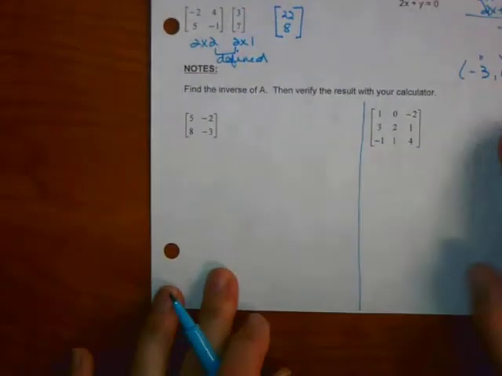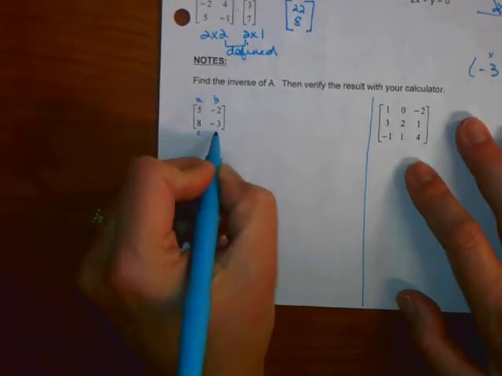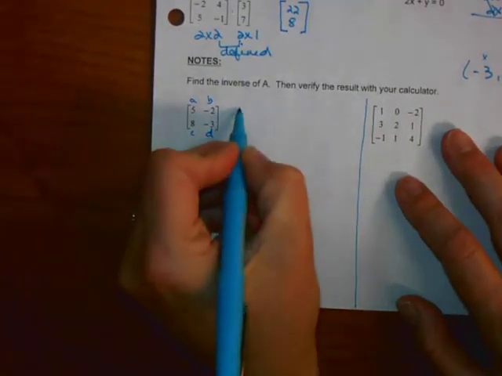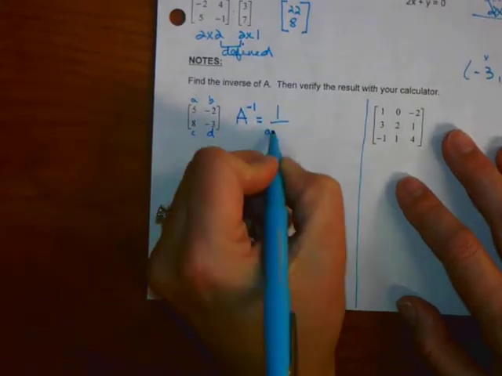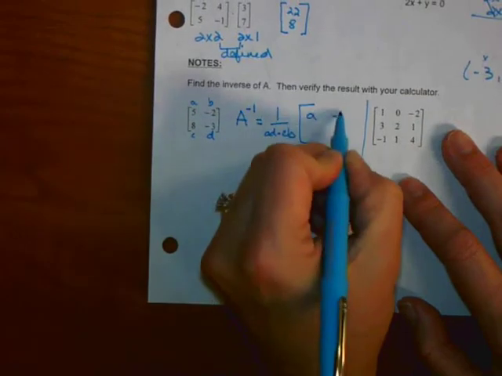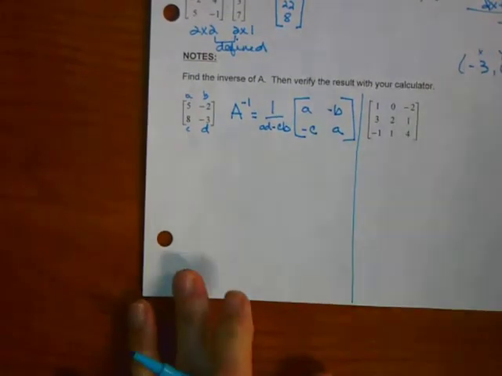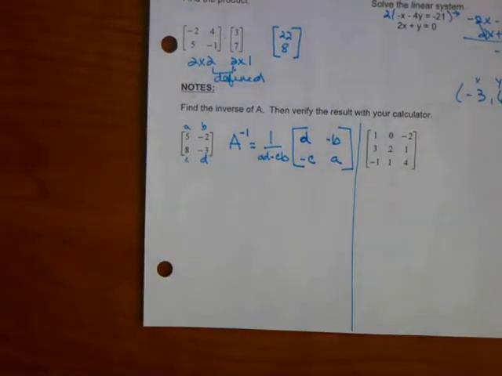Okay. So, here's my original matrix. I'm going to label it A, B, C, and D. Those are the original positions of those letters in a matrix. I'm going to write down the formula here. The inverse of A is equal to 1 over A times D minus C times B, times the matrix D, negative B, negative C, and A. Oh, sorry. Switch the position. Okay. Now, all we're going to do is plug in what we know.